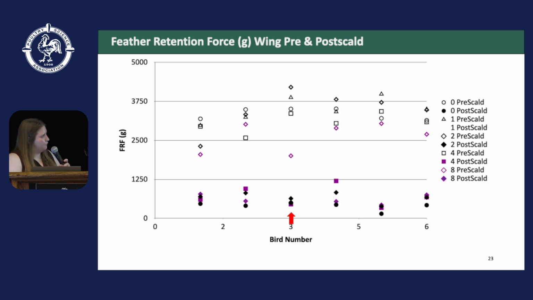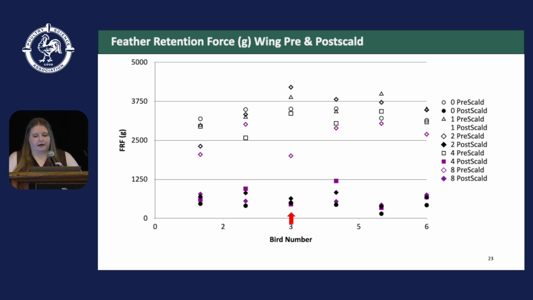So setting up this figure, we have our feather retention force on the y-axis, and then the bird number, just the number of birds that we did in total. Over here, the hollow points are the ones that are pre-scald, the filled in shapes are the post-scald. And this is for our wing feathers. As you can see, there's a pretty big difference between our pre-scalded and our post-scalded feather retention force of your wing feathers. And then I also included the red arrow here of when you would estimate a rigor onset at 3 hours.